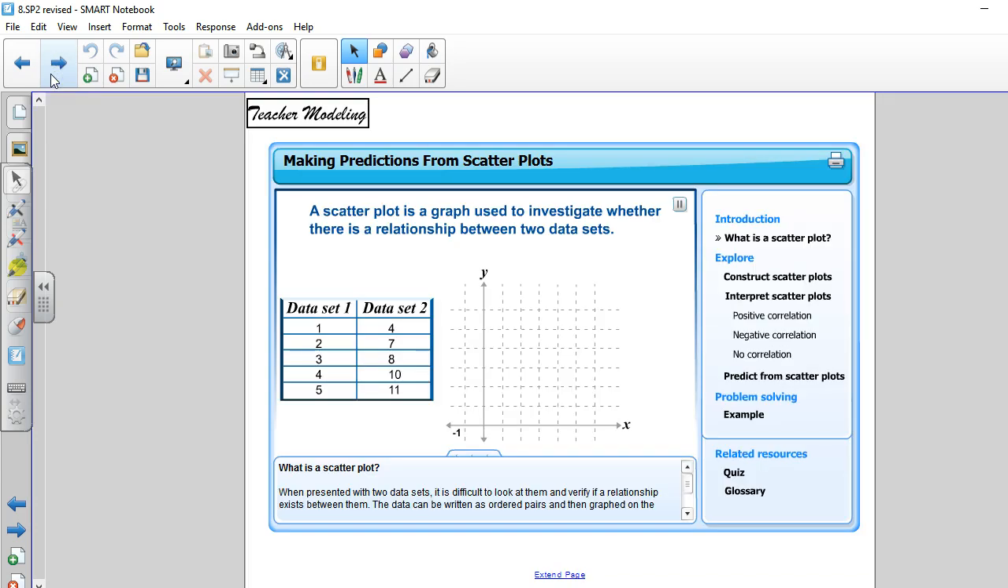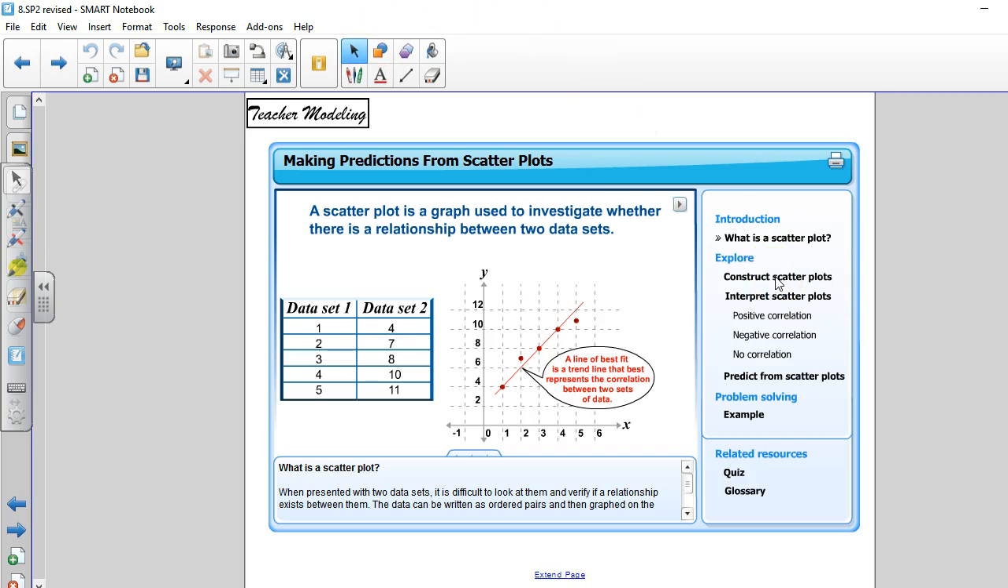A scatter plot is used to investigate whether there's a relationship between two data sets. In this data set, we need to plot the points from the table onto the graph. When you do that, you look for a clustering, and you look to see if there's a line that can represent the correlation between the two sets of data. Here you can see where the line of best fit is drawn through a majority of the points. Notice that there's 1 point above the line and 1 point below the line. So most of the points fit the line, showing a positive trend.